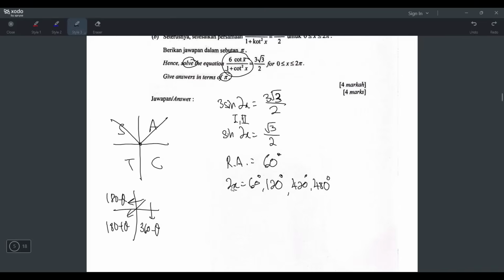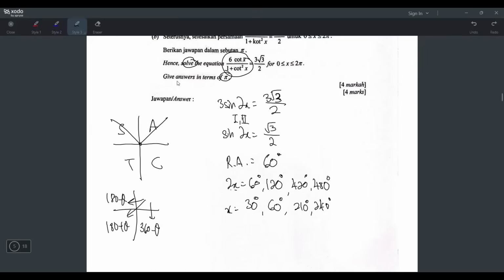Then what about 3x? What if this one is 3x? Then there will be 6 answers. You will take this plus 360 again, like that. But this one is 2x, so you just have to take all your answers, plus 360 one time. So that's all. Now everything divide 2, then finish already. So 30 divide 2, 60 divide 2, 210 divide 2, 240.